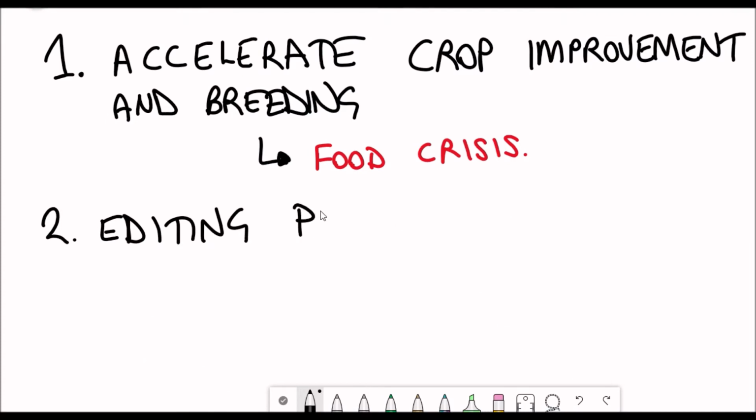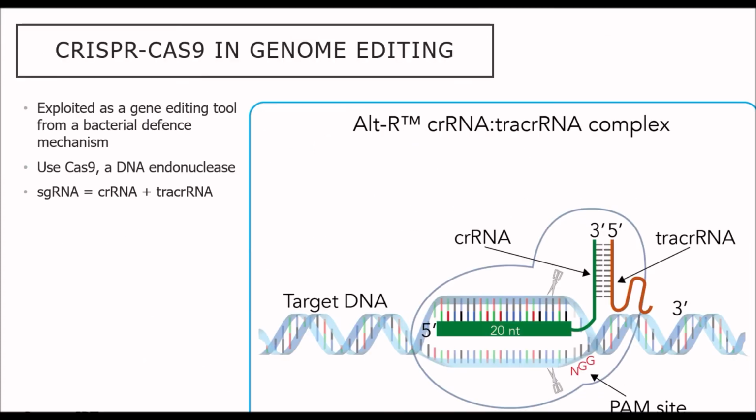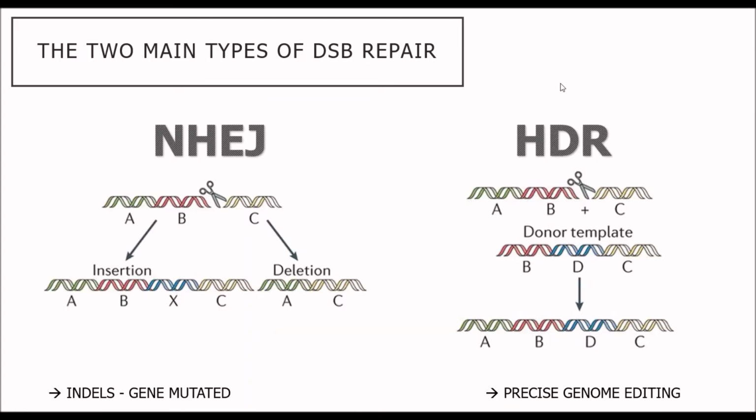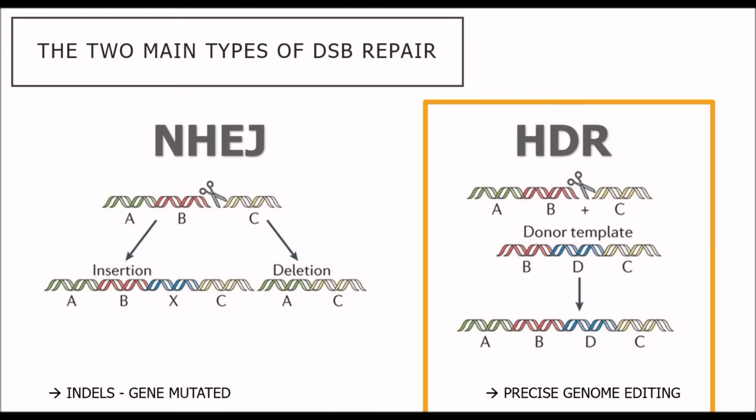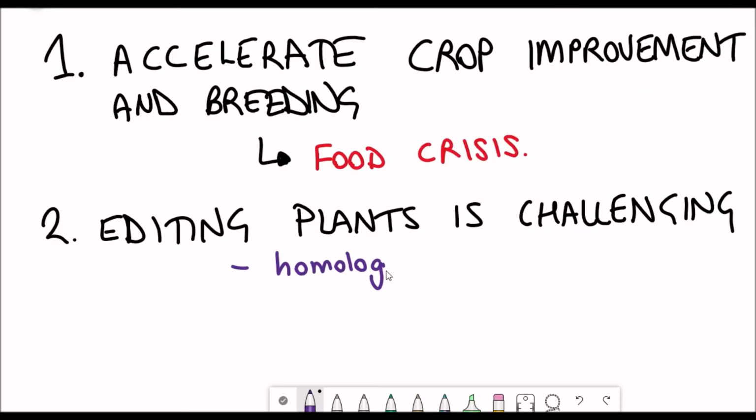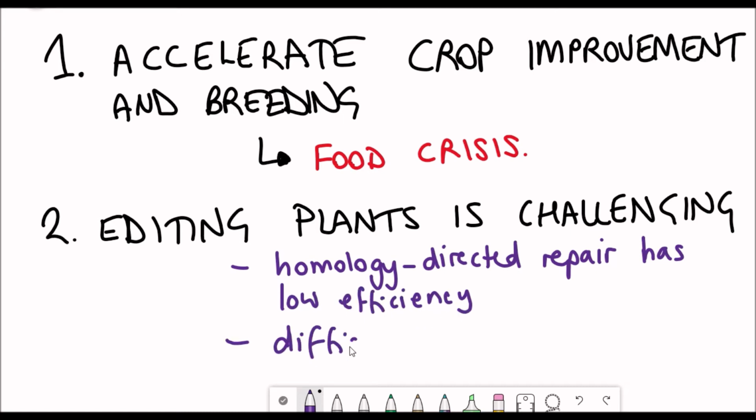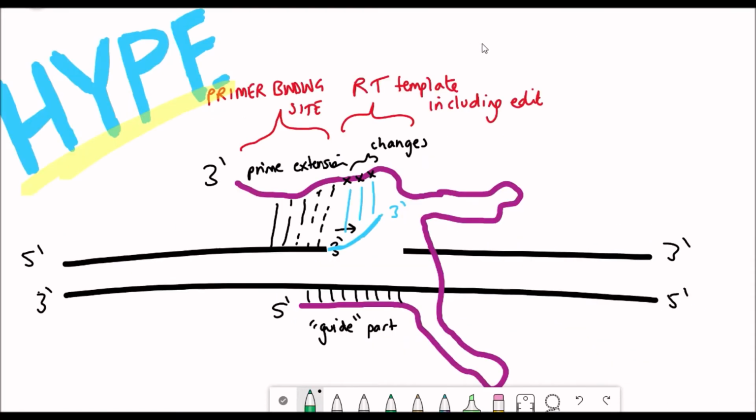Secondly, the current techniques we have to edit plants are quite challenging. When using the canonical Cas9 genome editing system, you induce a double-strand break in the targeted site. In cells, there are two main mechanisms for repairing double-strand breaks: non-homologous end joining, which is an error-prone method, or a more precise method, homology-directed repair, which depends upon a donor template that contains the desired change. In plants there is a twofold problem: one being that homology-directed repair has a lower efficiency than seen in mammalian cells, and secondly, there's difficulty with delivering the DNA templates containing the desired edits.